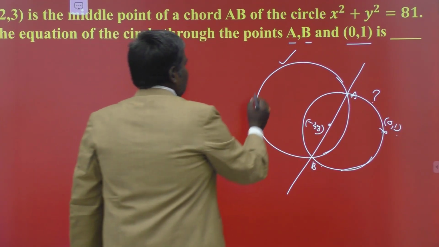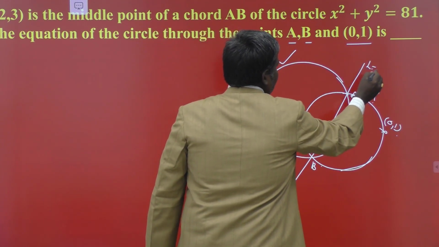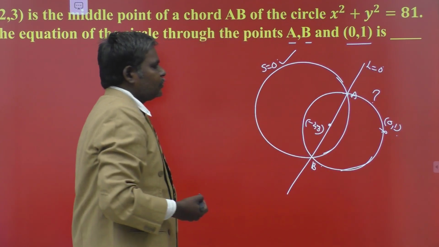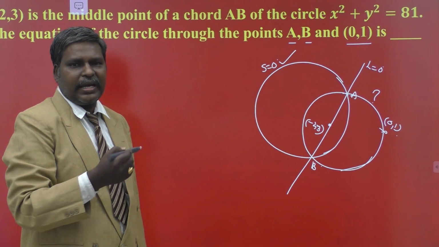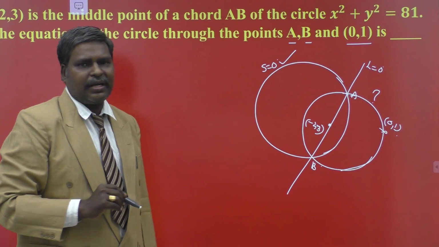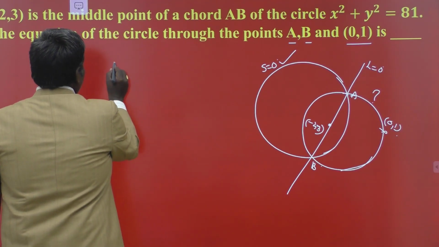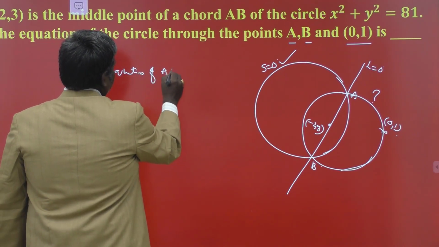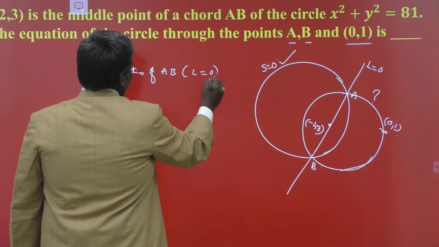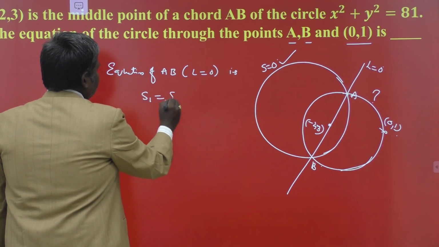You have the circle equation S equal to 0. Can I get the equation of the line or not? The midpoint is given to you, the circle equation is also given to you, the midpoint of the chord is also given to you. Can I write the equation of the chord with its midpoint or not? What is that? S1 equals S11. First of all, I am going to write the equation of AB, that is L equal to 0, as S1 equals S11.